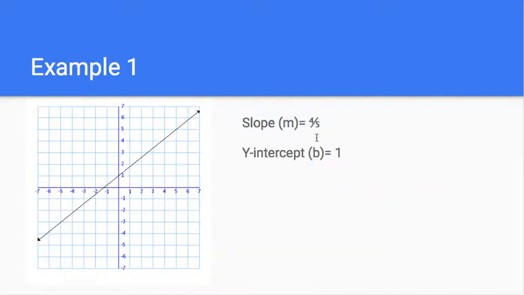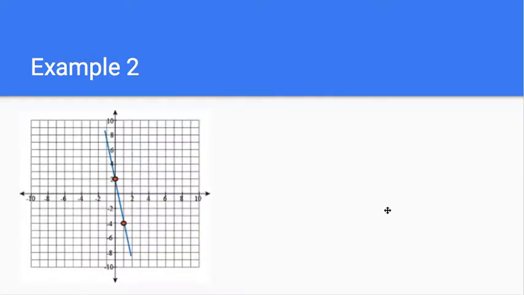And you see I put the letters M and B here. M is used to represent slope. B is used to represent the y-intercept. Why they use those letters, I don't know, but that's what they chose to use. So whenever you see M and B, know that M is standing for slope, B is standing for y-intercept. So here the y-intercept is 1. The slope is 4/5.